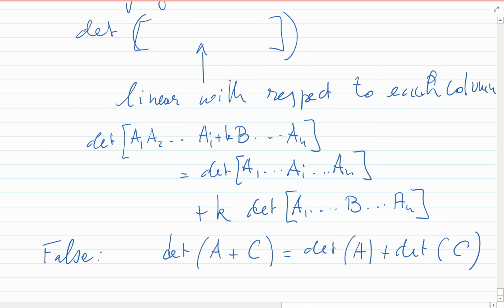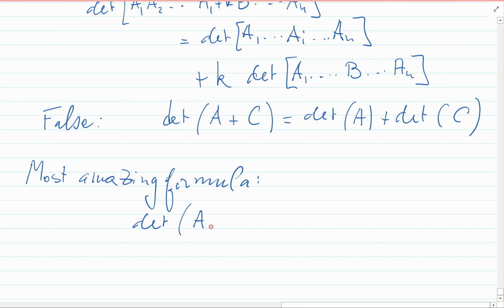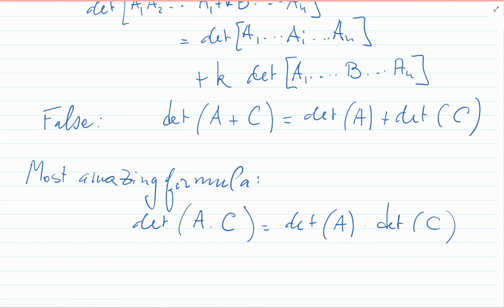Now, what's amazing, the most amazing formula, we have seen it before, but it is amazing, is that the determinant of A times C, a matrix C, is the determinant of A times the determinant of C. One way to see this is through elementary matrices, but here I will not focus too much on the proof.